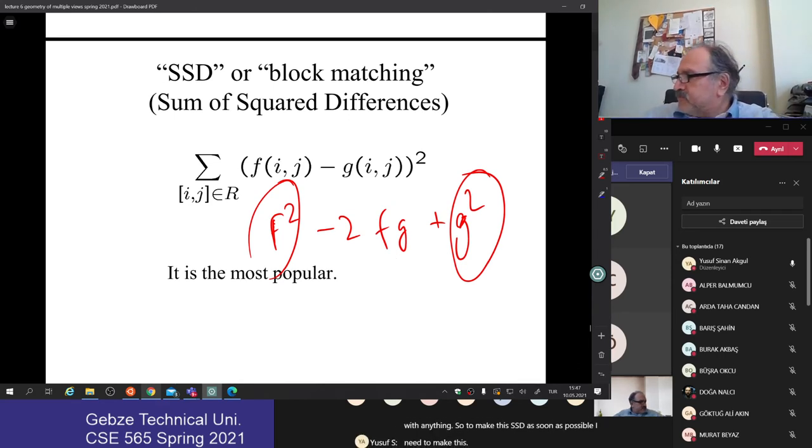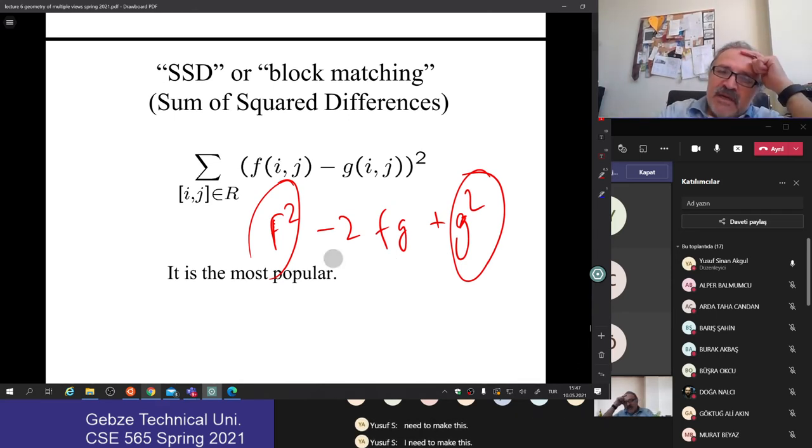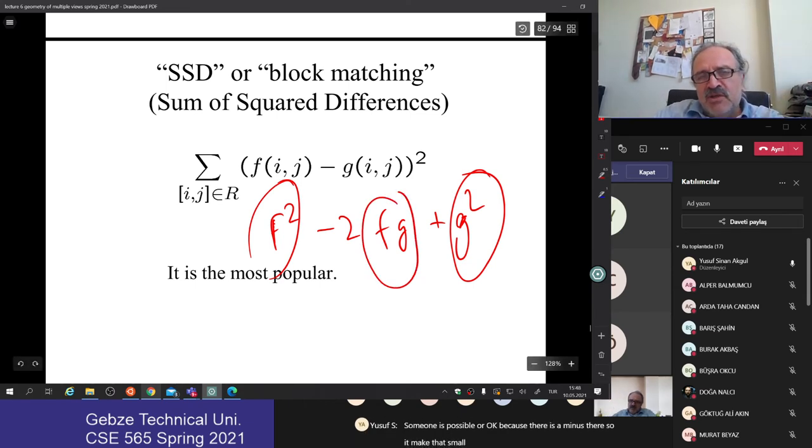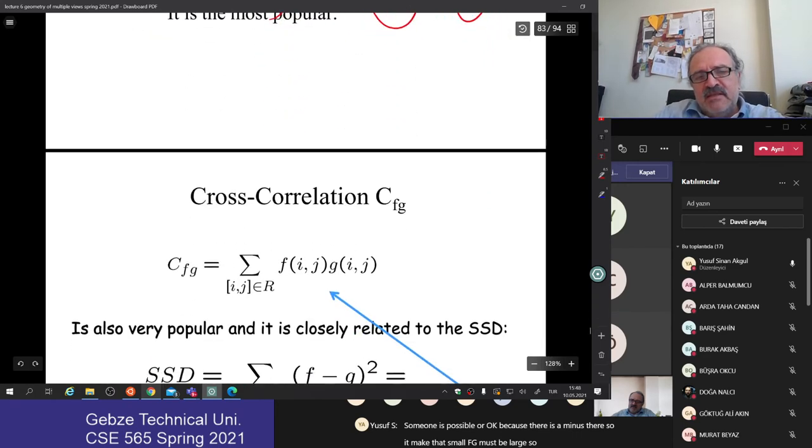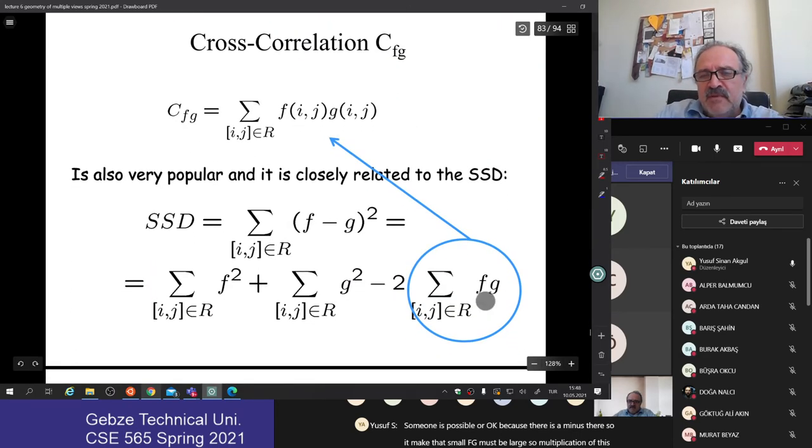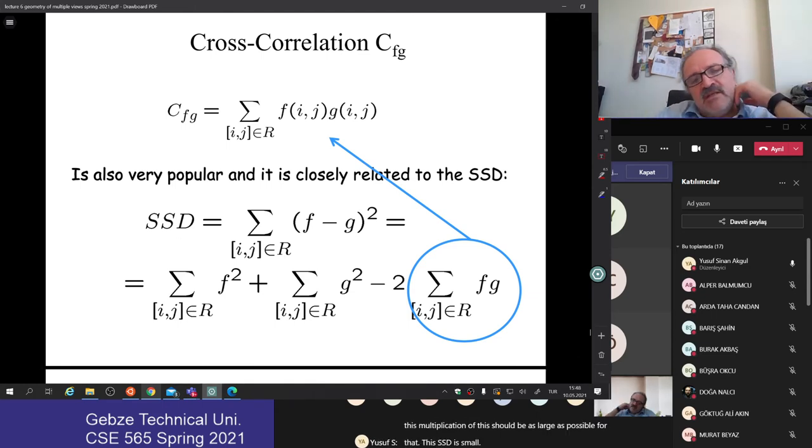I need to make this minus 2 FG as small as possible, because there is a minus there. So to make that small, FG must be large. So the multiplication of this should be as large as possible so that this SSD is small. Okay, so they are related.